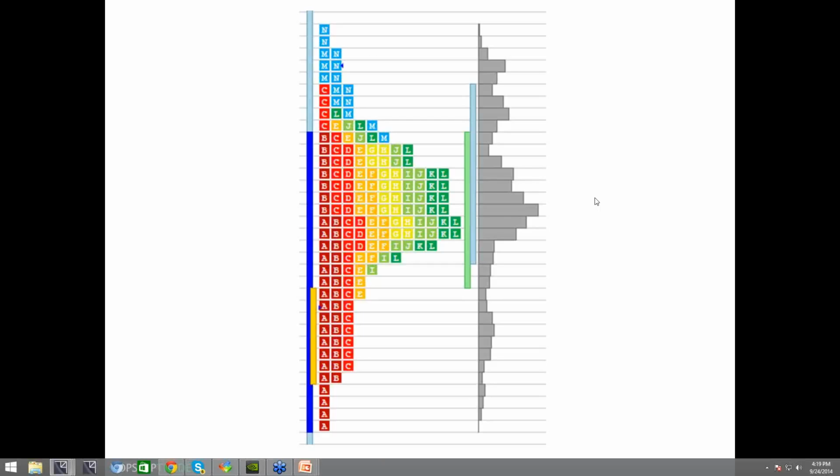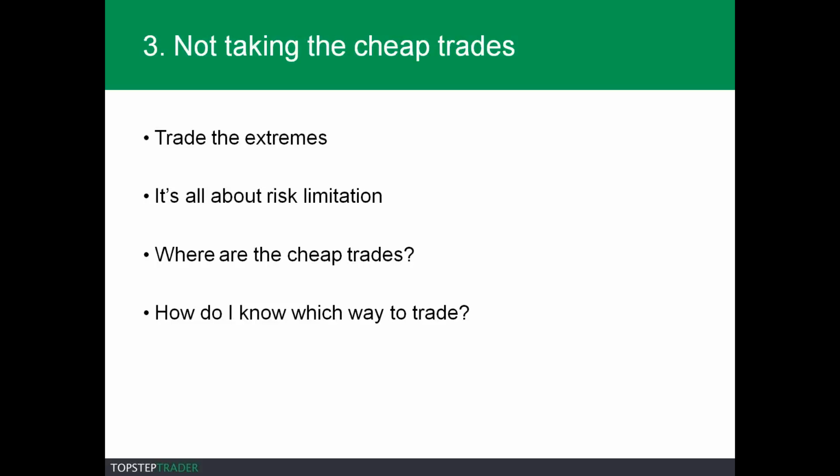Okay, just a few, and I'm not in a hurry. Not taking the cheap trades. That's what I did today, and it was a mistake. But you know what it cost me? It cost me 10 ticks. The breakout made me a lot more than that. I find that sometimes when you are trading the extremes, especially in a day that is trading in balance, similar to the profile that we've been looking at in the slides here, trading the extremes is sometimes difficult.